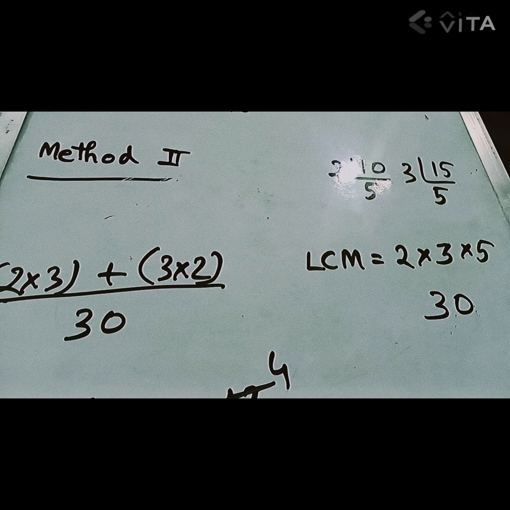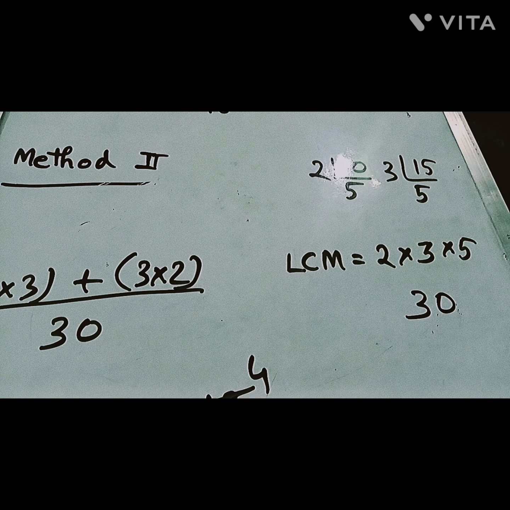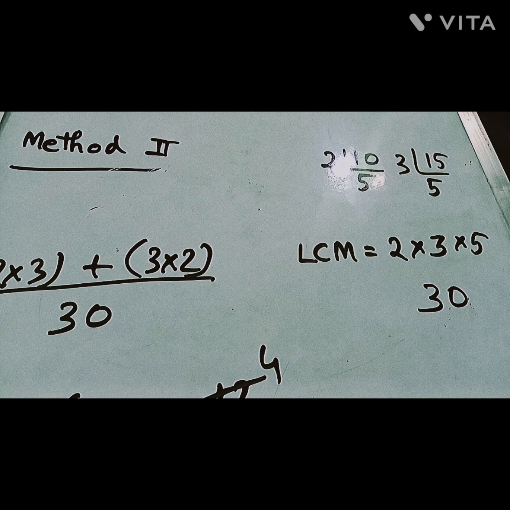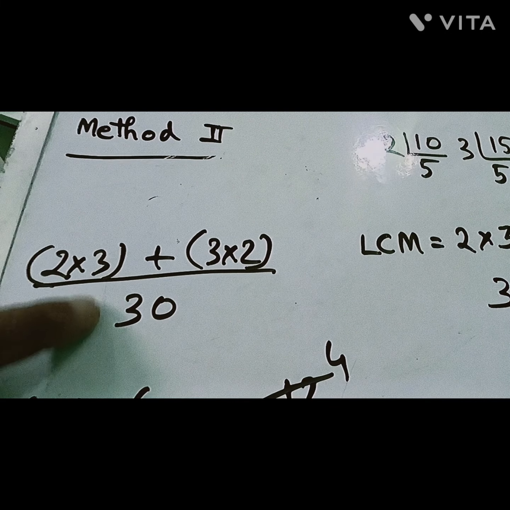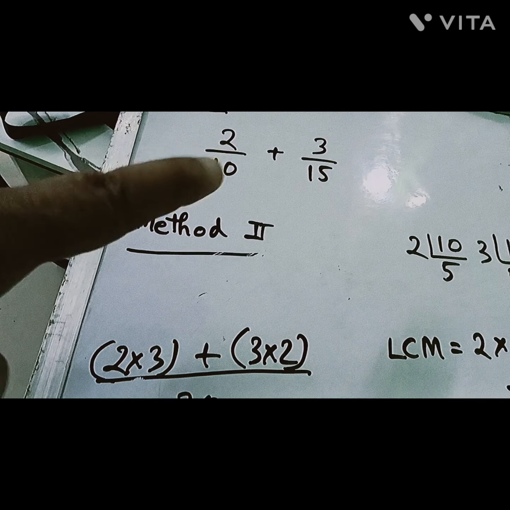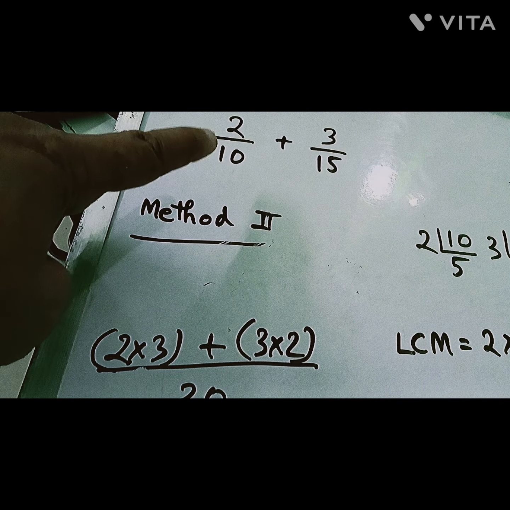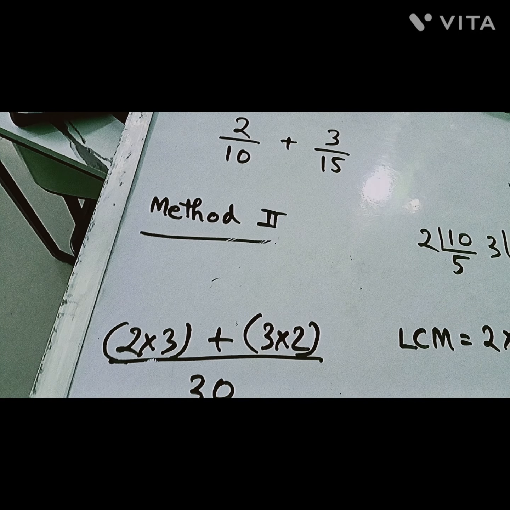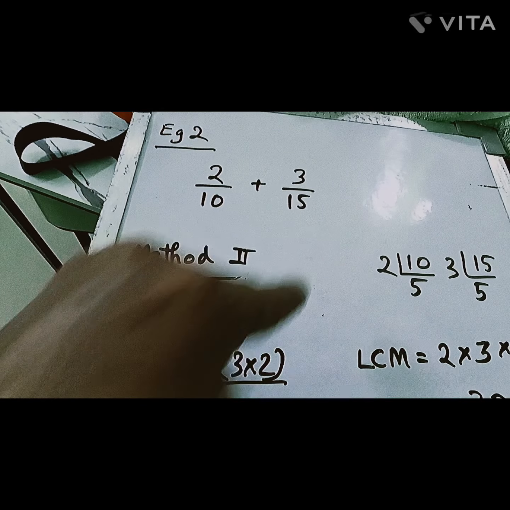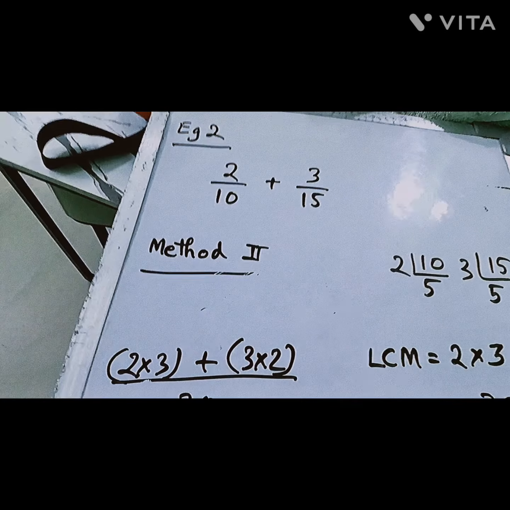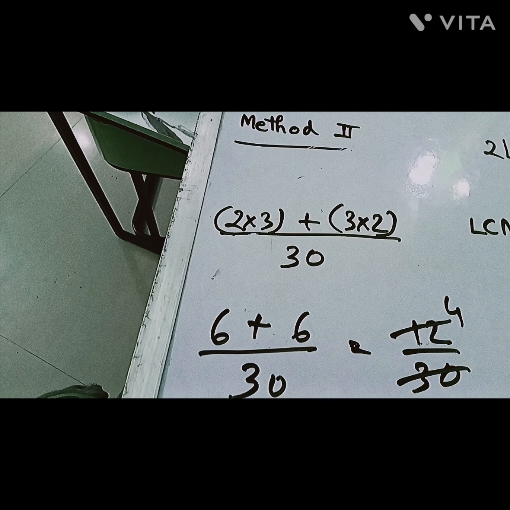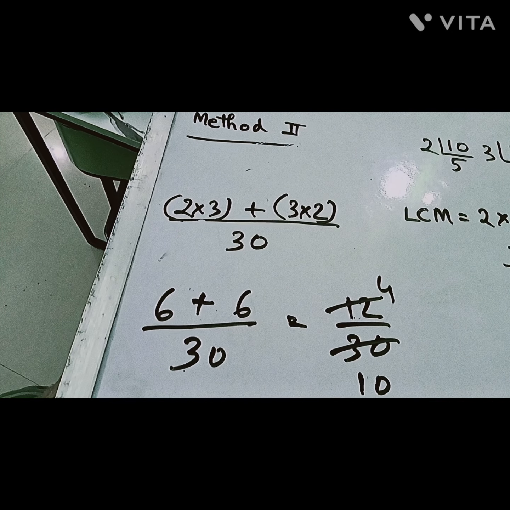I'm so sorry. There's a small mistake. LCM is 2 into 3 into 5, that is 30. 2 3s are 6, 6 5s are 30. So the new denominator is 30. So 10, the old denominator, is multiplied how many times to get 30? 3 times. So we multiply the numerator with 3, 2 into 3. And 15, the old denominator, 15 into 2 is 30. So we multiply the old numerator with 2. So 2 into 3 plus 3 into 2. 6 plus 6, that is 12 by 30.